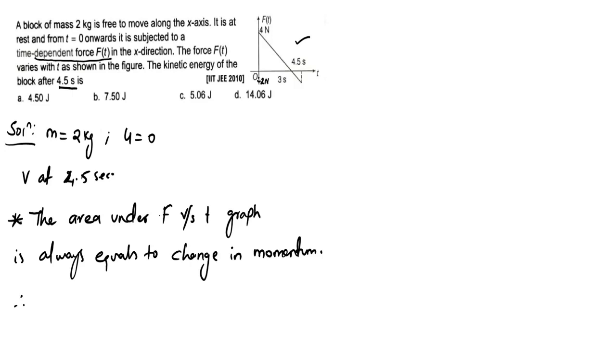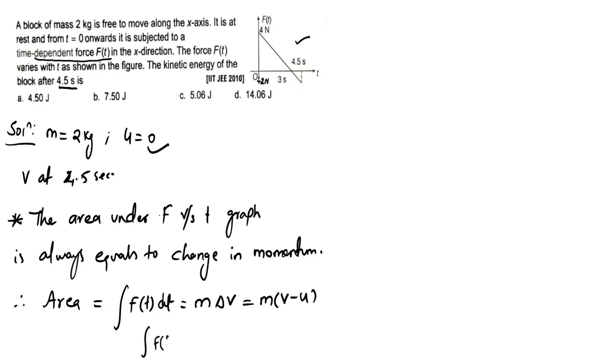Therefore area, that is equal to integration F of t dt, is equal to m into delta v, or you can write m into (v minus u). Since u, the initial velocity, is 0, integration F of t dt is equal to m into v. That is, area is equal to change in momentum. So let's calculate what is the area.